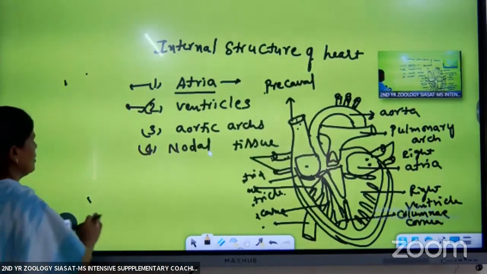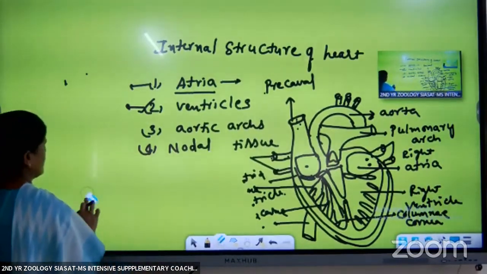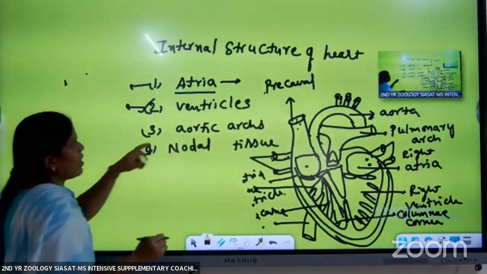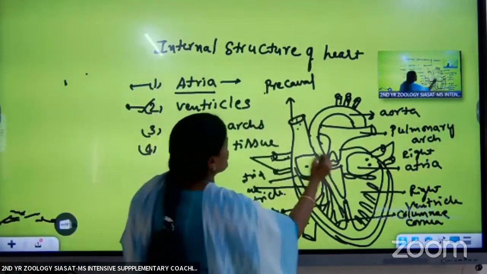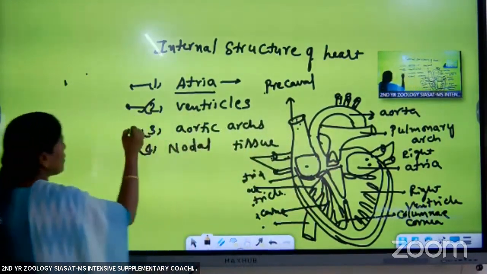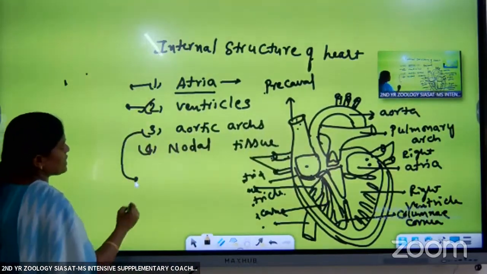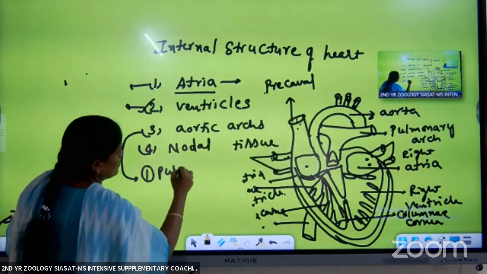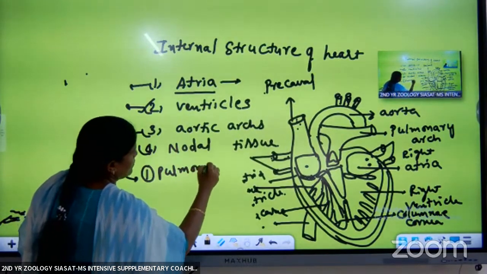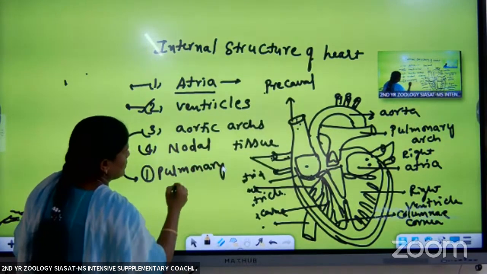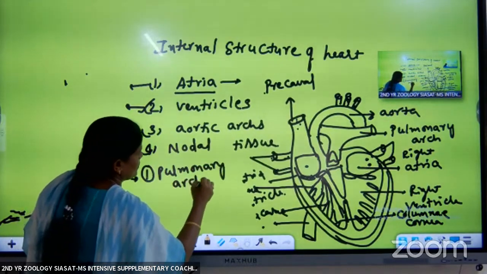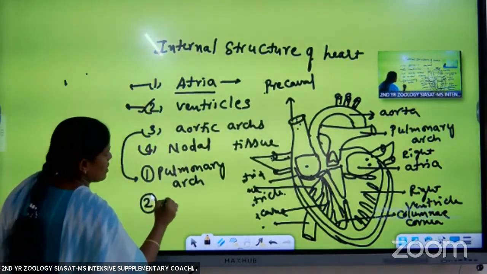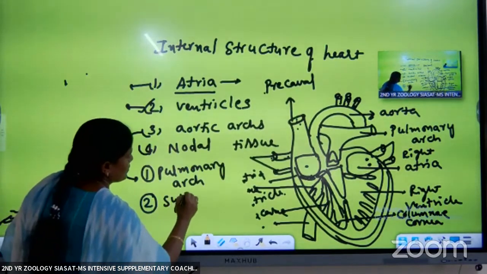Next is the aortic arches. What about the aortic arches? The two main blood vessels are called aortic arches. What are they? The first one is the pulmonary arch, or pulmonary artery. The second one is the systemic arch, also called the aorta.